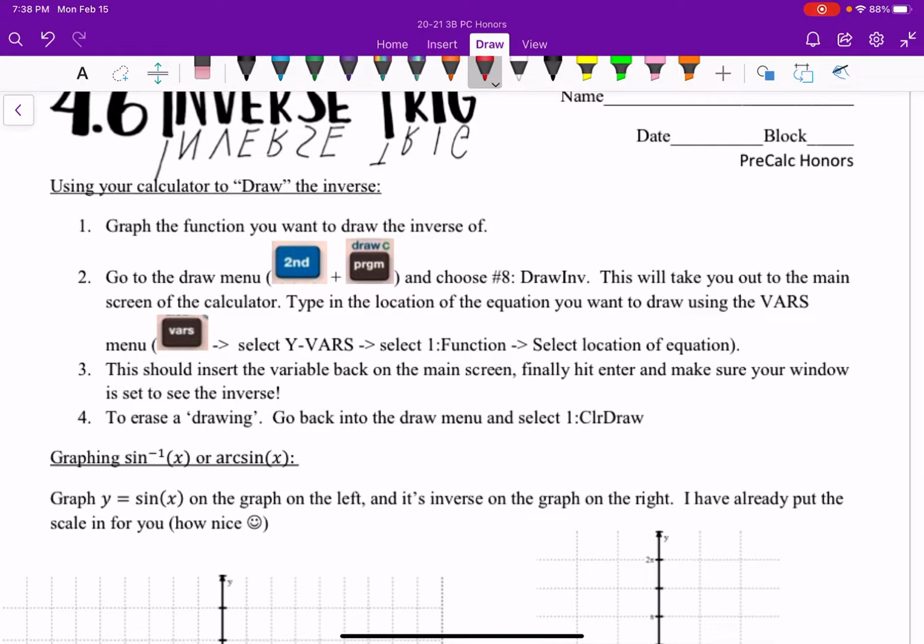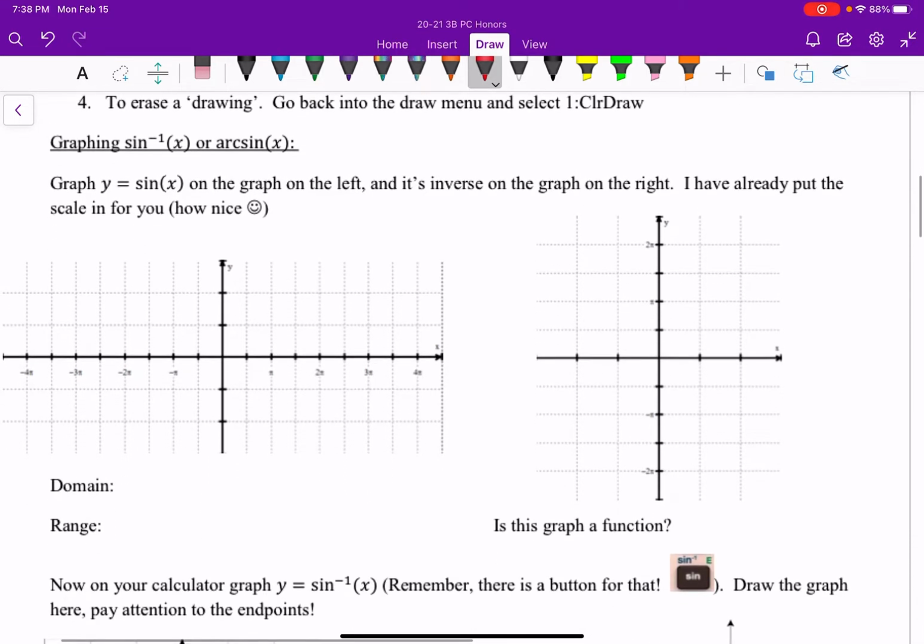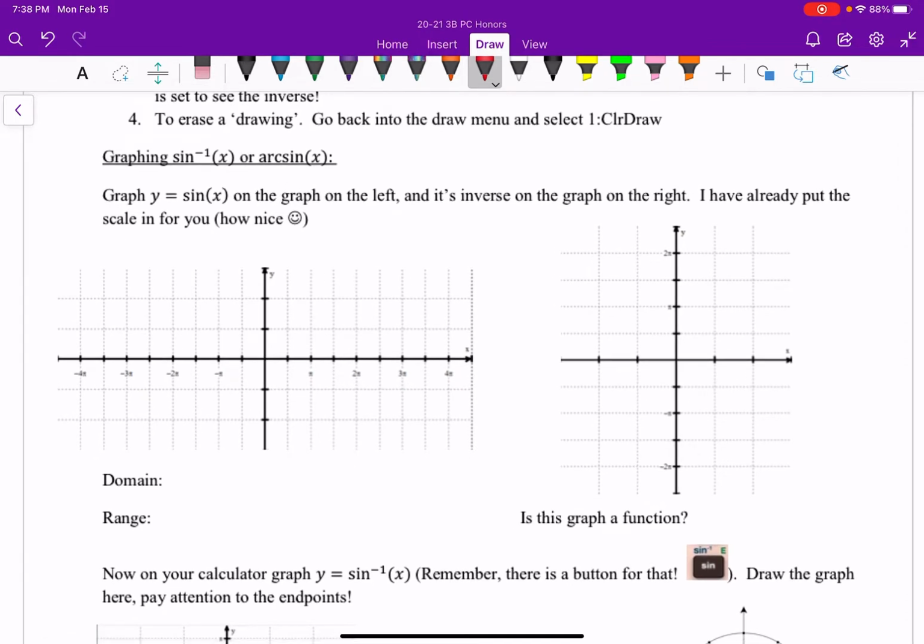It actually shows you how to tell the calculator to draw an inverse graph. Notice I say inverse graph and not an inverse function because it depends on your input. So if you want to play around with that, you can, but we have graphed inverses before. So I'm just going to jump right to graphing these.